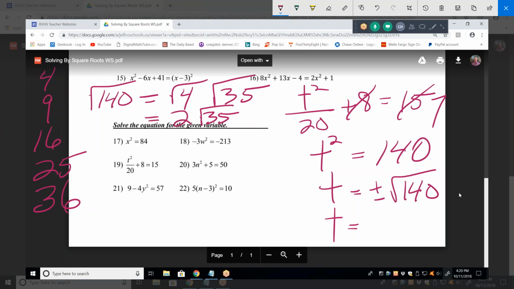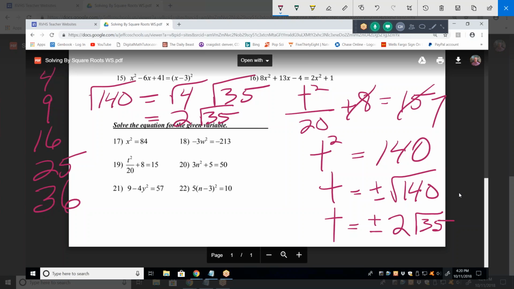T equals what? 2 times the square root of 35. Oh, plus minus the square root of 35. 2 times the square root of 35. Trust me, that is going to be one hard thing to remember.